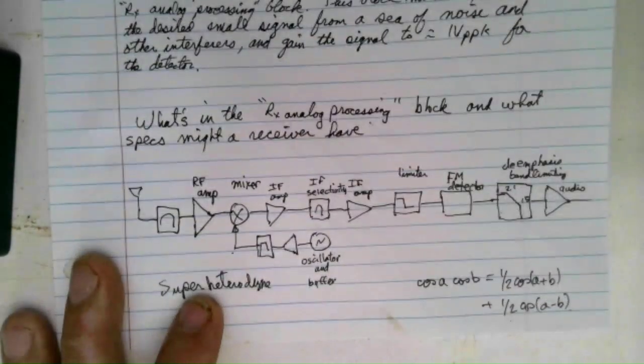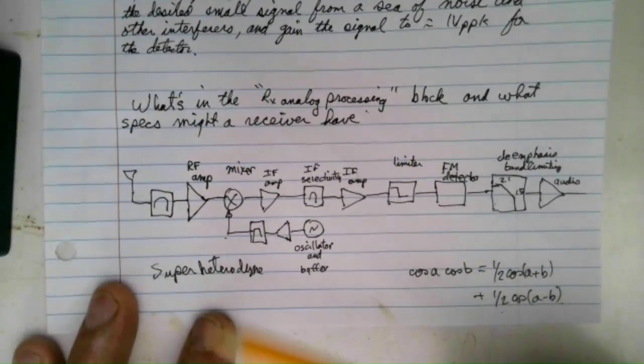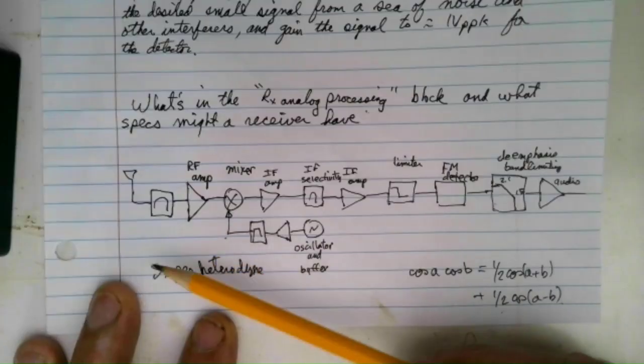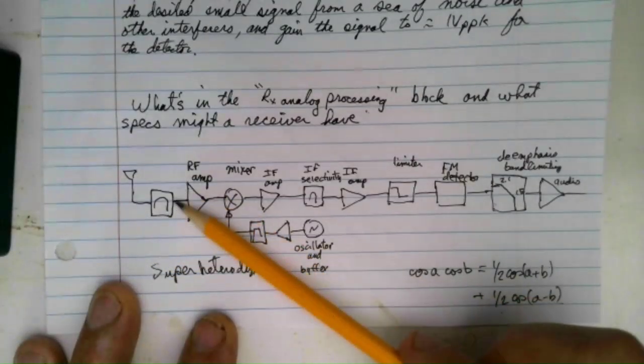Now, so what are some of the things that we might see in this RX analog processing block? A lot of amplifiers, you can be sure of that.